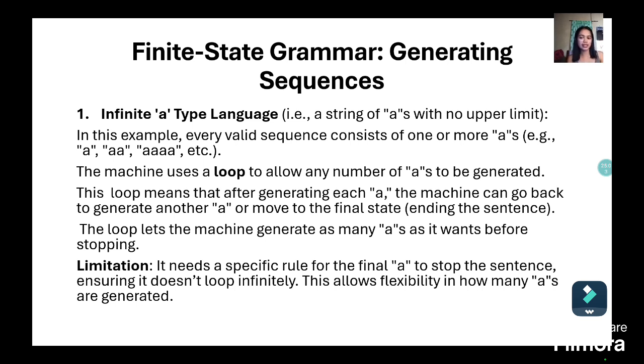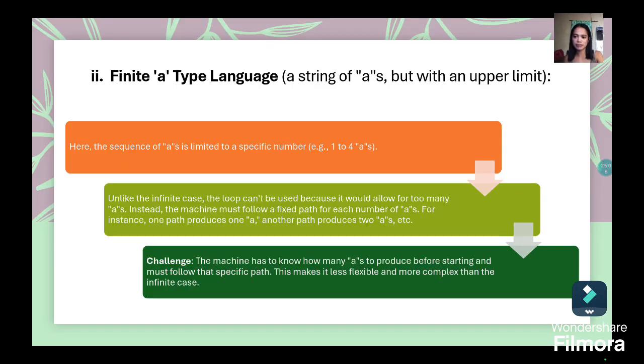The first is the infinite A type language. Number two is the finite A type language, a string of A's but with an upper limit. Here the sequence of A's is limited to a specific number, for example 1 to 4 A's. Unlike the infinite case, the loop can't be used because it would allow for too many A's. Instead, the machine must follow a fixed path for each number of A's.